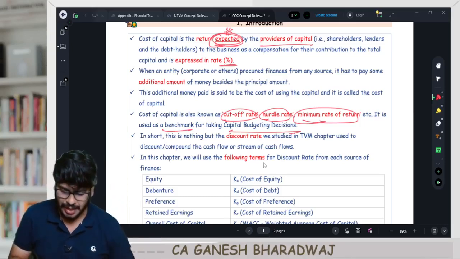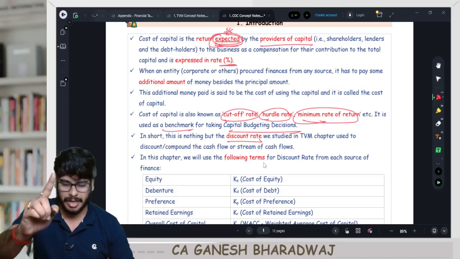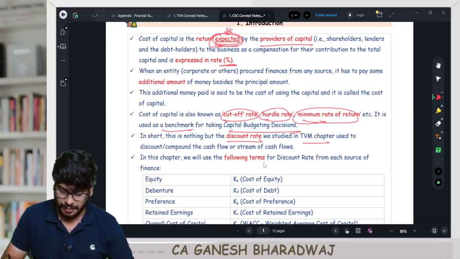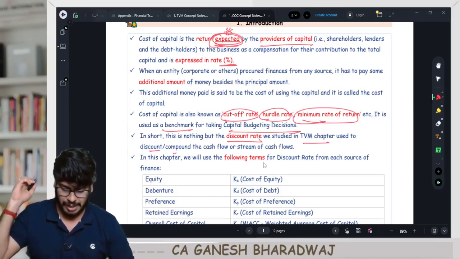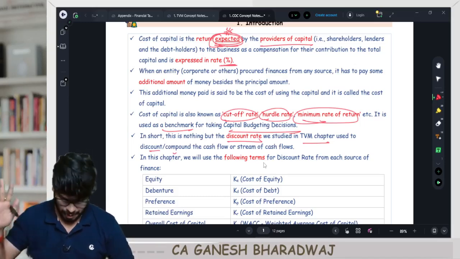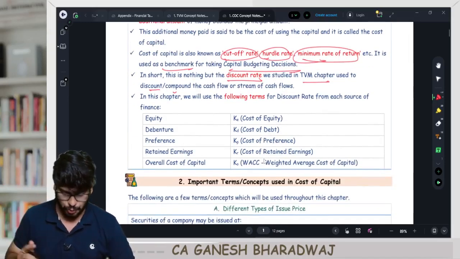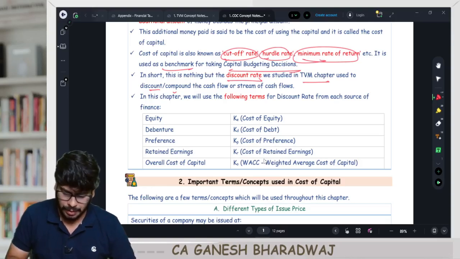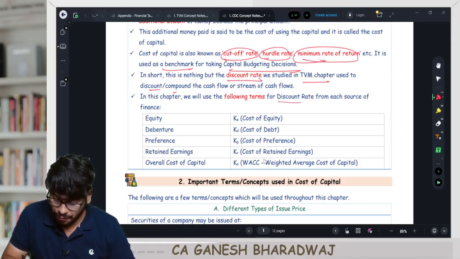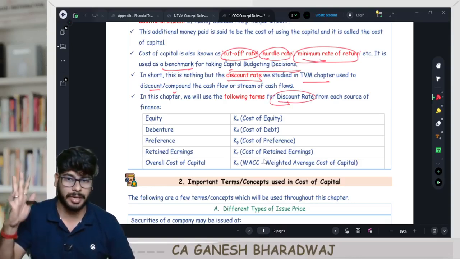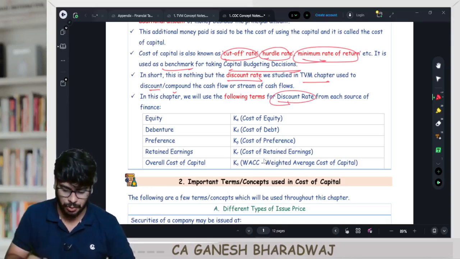Leave it right now. In short, this is nothing but the discount rate we studied in the TVM chapter, right, which is used to discount or compound the cash flows or a stream of flow of cash, right? And in this chapter, the following terms will be used for discount rate. Instead of the word discount rate, we use the following terms for the respective source of finance.